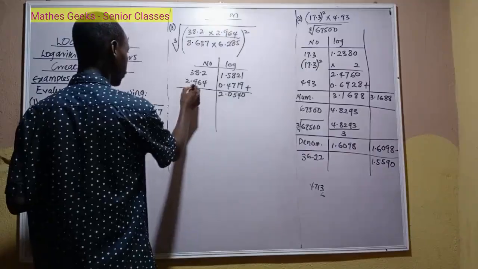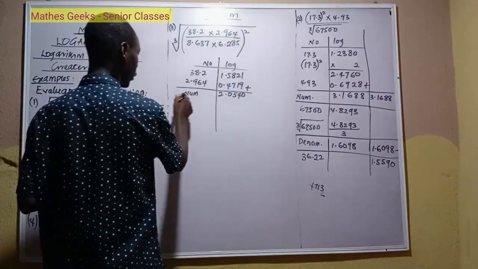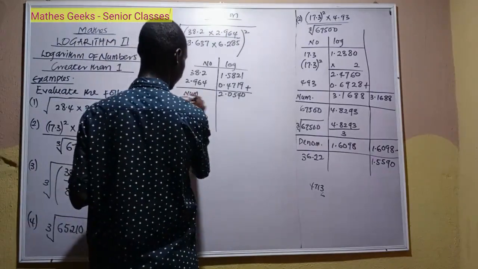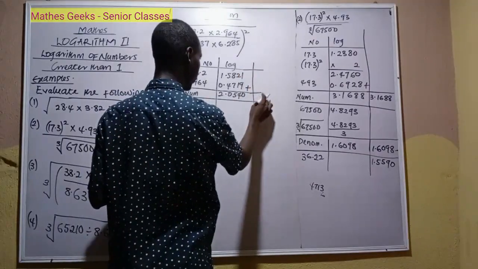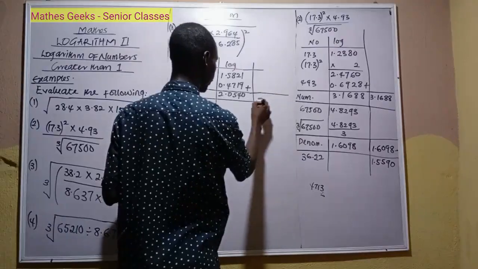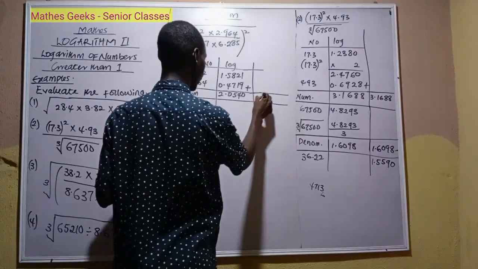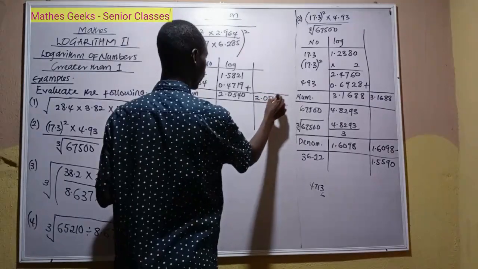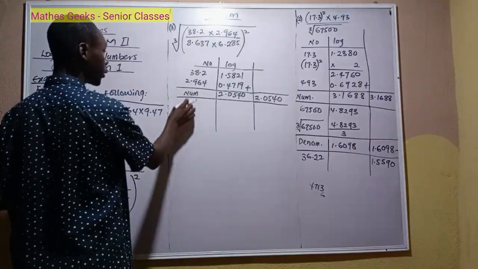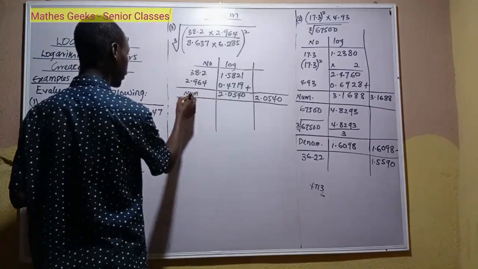So we'll call this a numerator. Alright. These are numerator 2.0540. So let's evaluate our denominator.